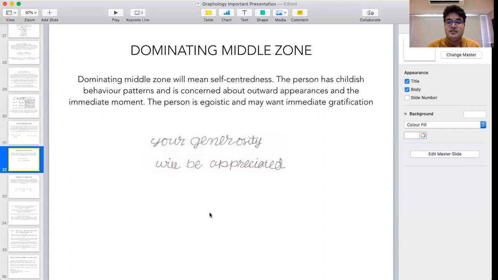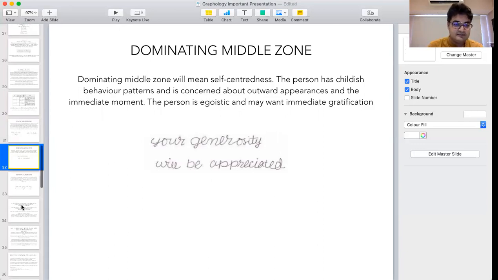There is no upper zone. There is no lower zone. It's very, very small. But the middle zone is extremely exaggerated. So that would mean that this particular person is egoistic, wants immediate gratification, and is more concerned about outward appearances.